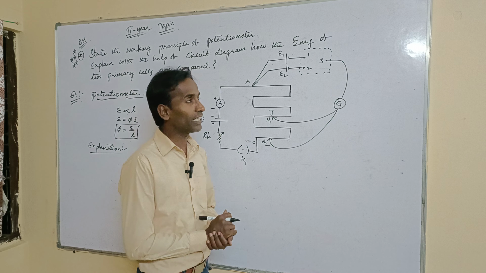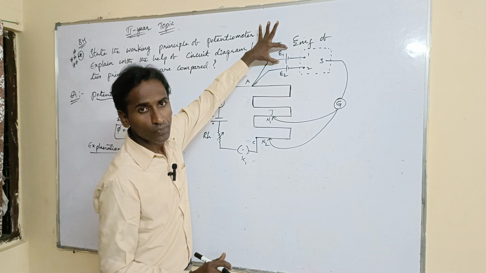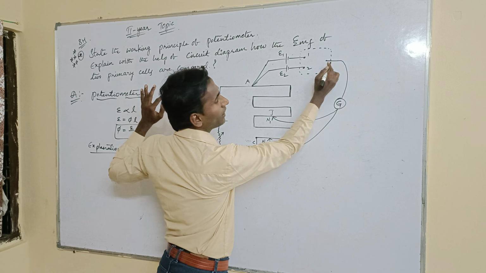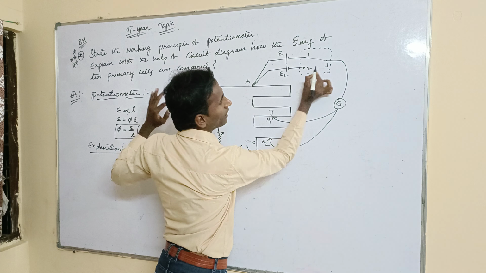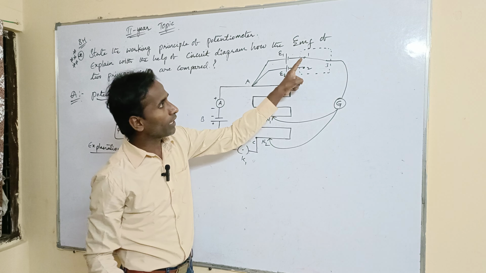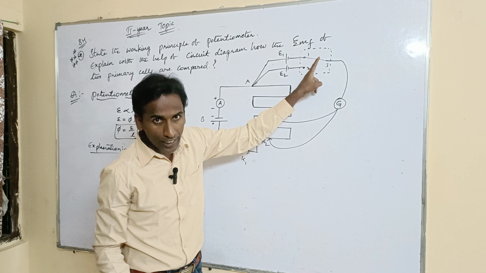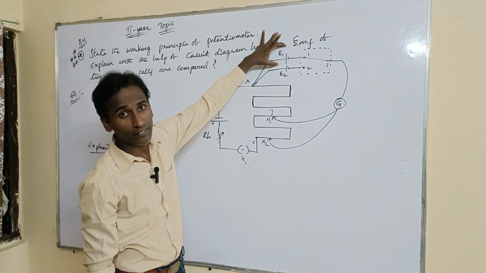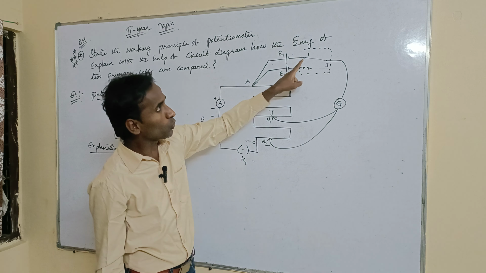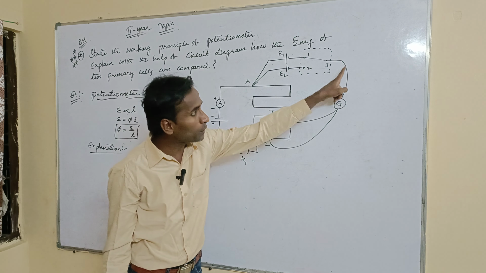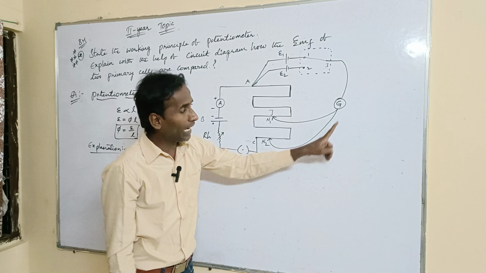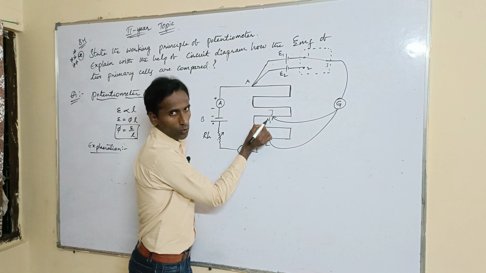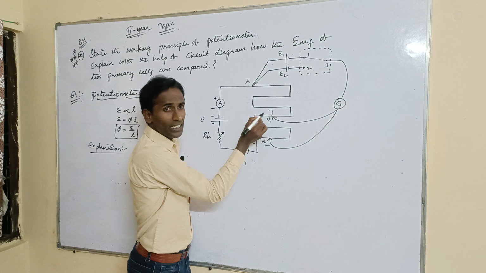First we are going to connect the cell E1, and then the two-way key, 1 and 3. When the current passes from the cell of EMF E1 through the key 1-3, it passes through the galvanometer, and from the galvanometer to the jockey J, which is at point N1.